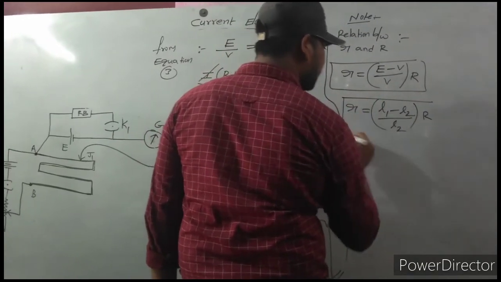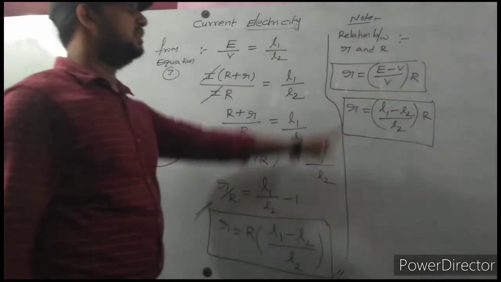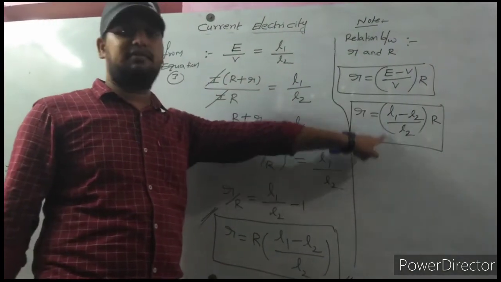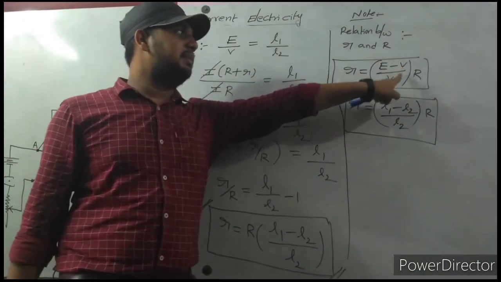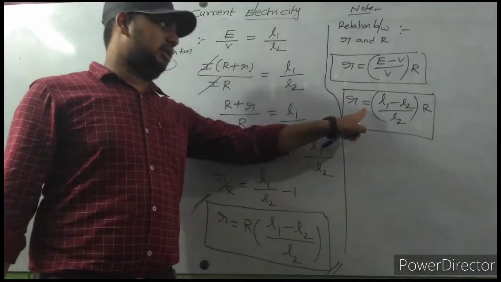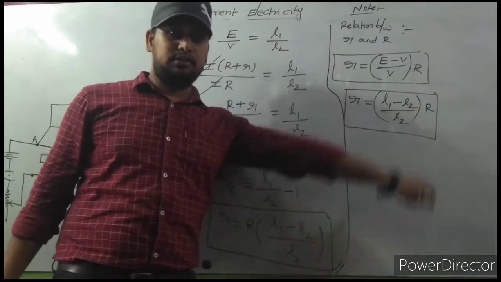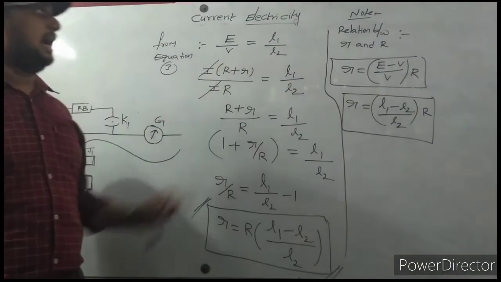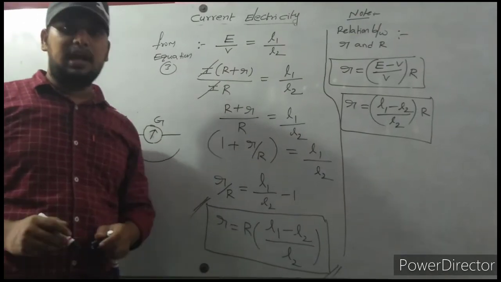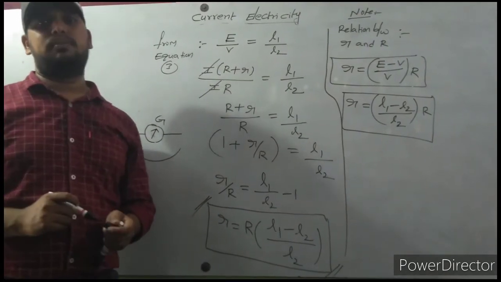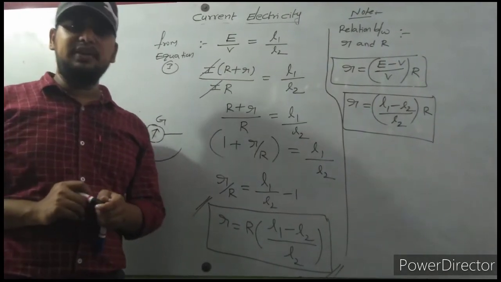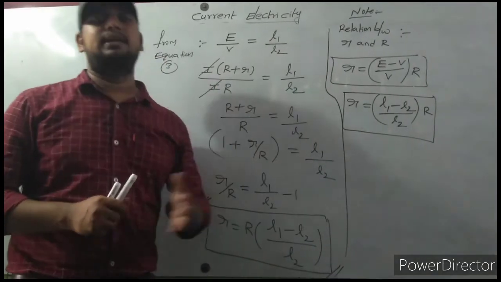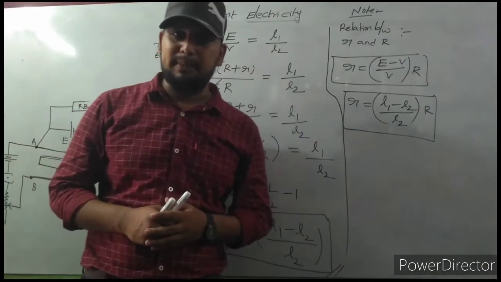These are the two important formulas. Relation between small r and capital R have two important formulas. One is (E minus V) by V into capital R. Second one is (L1 minus L2) by L2 into capital R. So this is about today's session, application 2 of potentiometer. So we will discuss few numericals based upon this potentiometer applications.